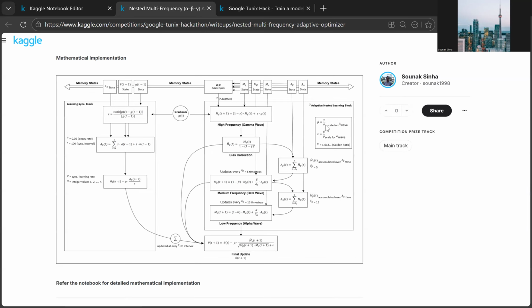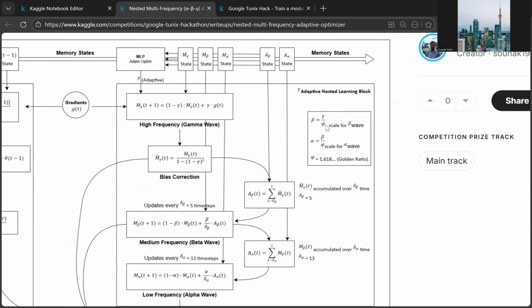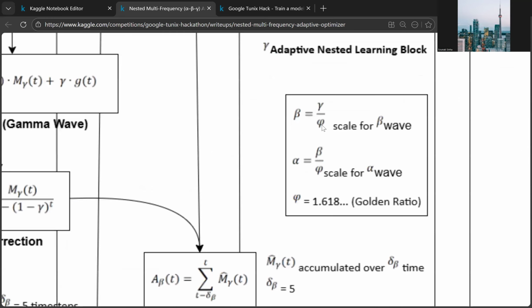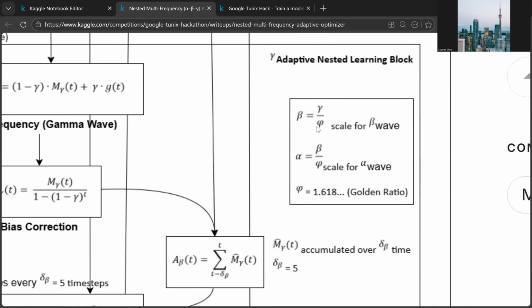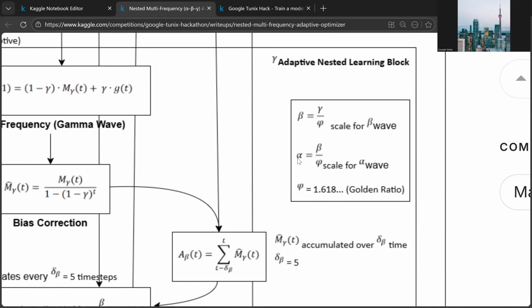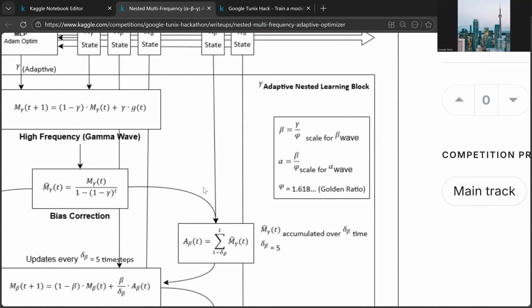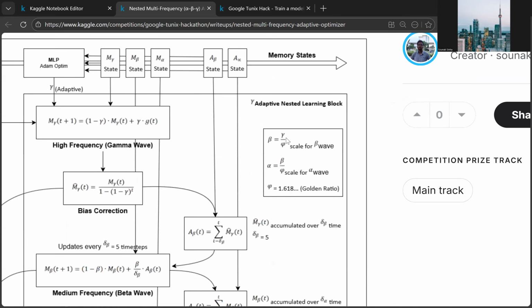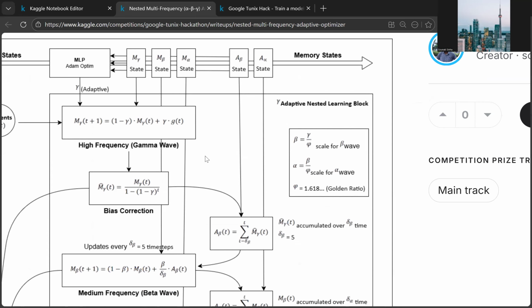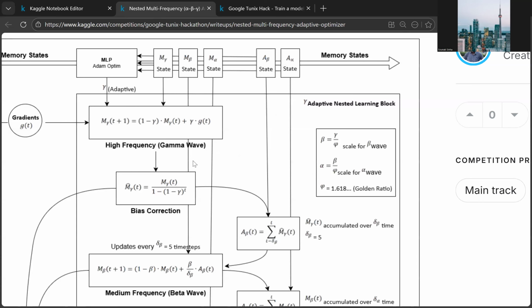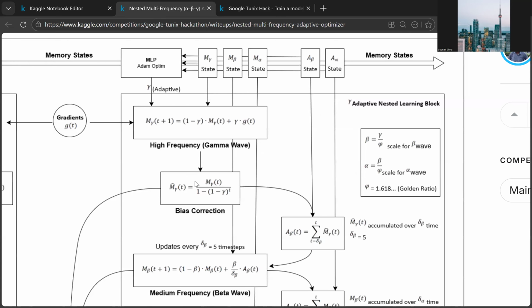If I zoom in, you can see that beta equals gamma by 5, which is the golden ratio. And then alpha is beta by 5, which is again a factor of the golden ratio. So this is how alpha and beta are determined. Ultimately all of these, alpha and beta, depend on the gamma, and the gamma is obtained from the multilayer perceptron. So this is one part of the optimizer, the nested learning part.